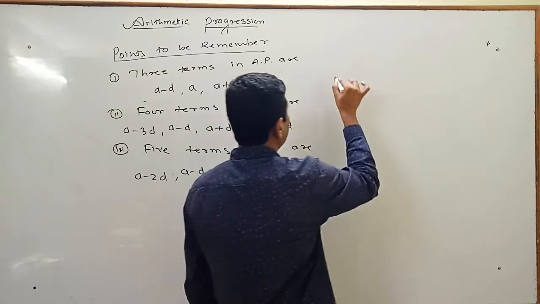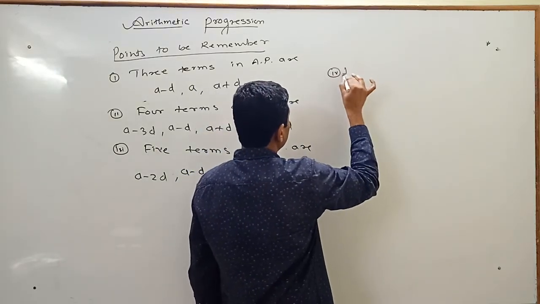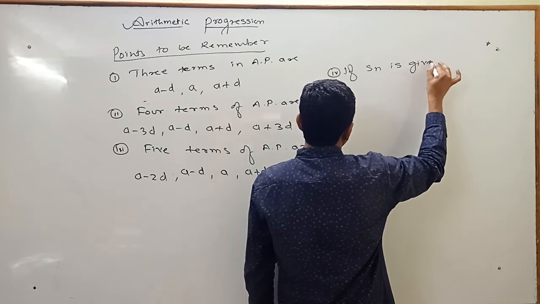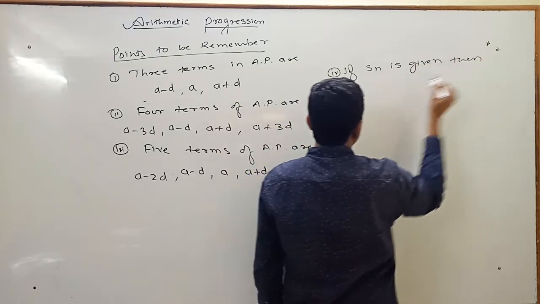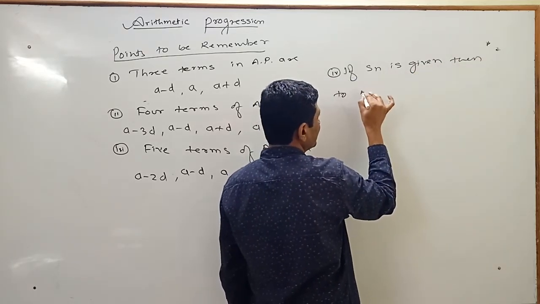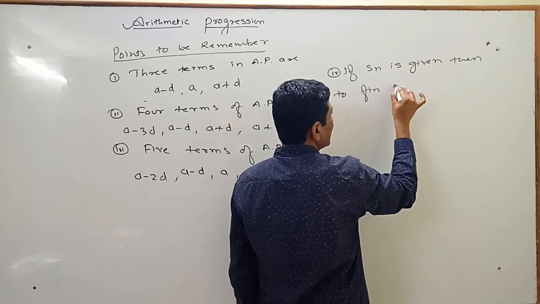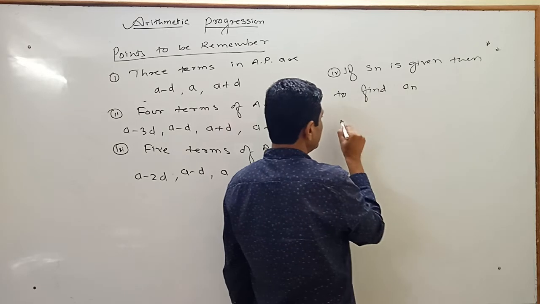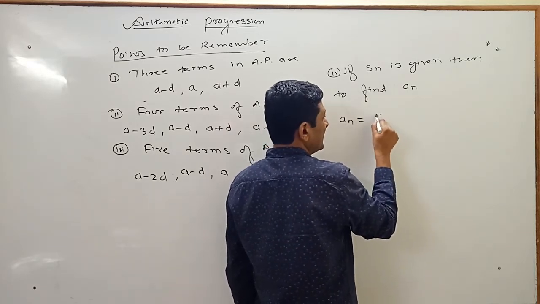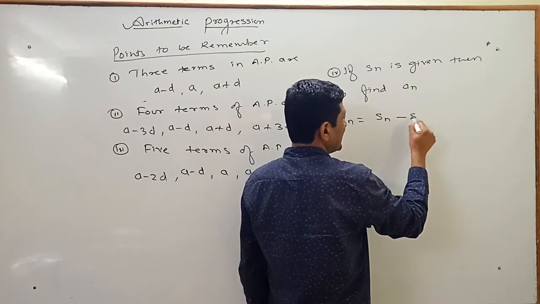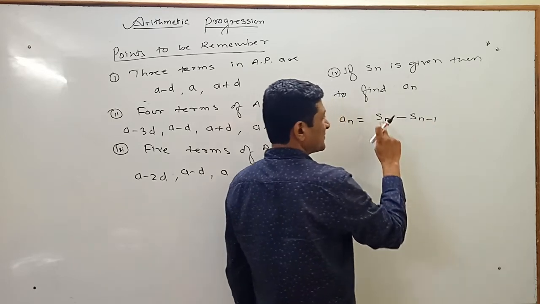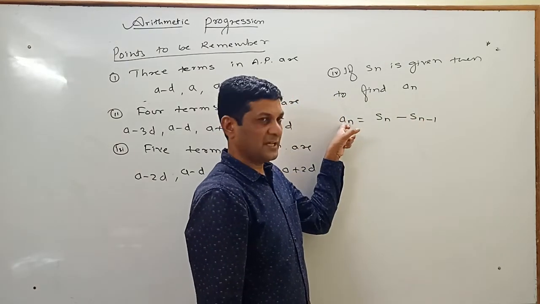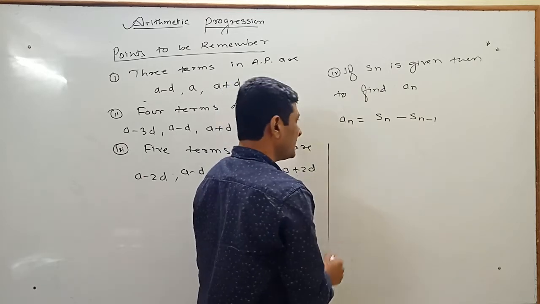Now the last important note is, if Sn is given, then to find the nth term, that is an, use this method. An is equal to Sn minus Sn minus 1. That is, from Sn, if we subtract Sn minus 1, what do we get? An. Try to understand it.